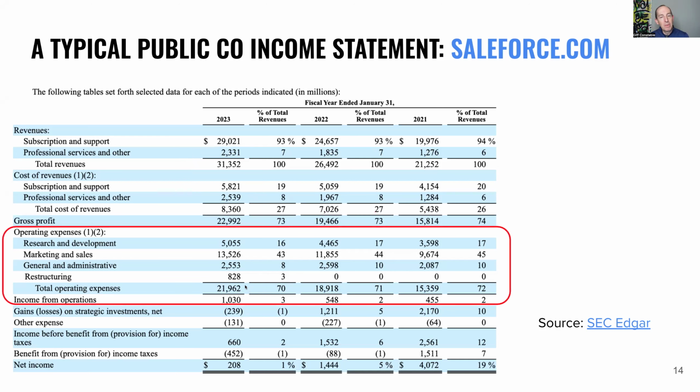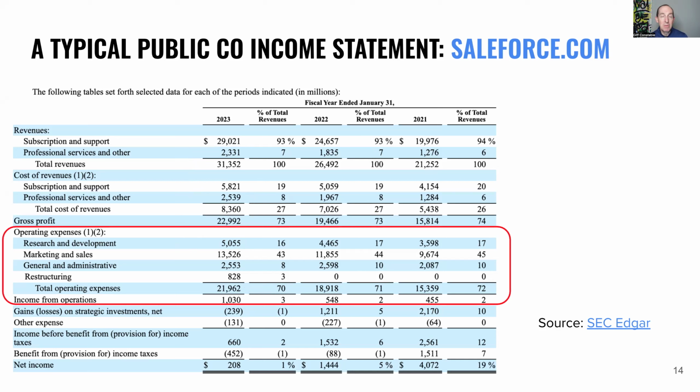So we talked about gross profit. We talked about what gross margin is. Now, the bulk of the rest of the expenses tied to the operations of the business fall into the operating expenses line. And so R&D. Now, R&D is sort of a funny term, research and development.